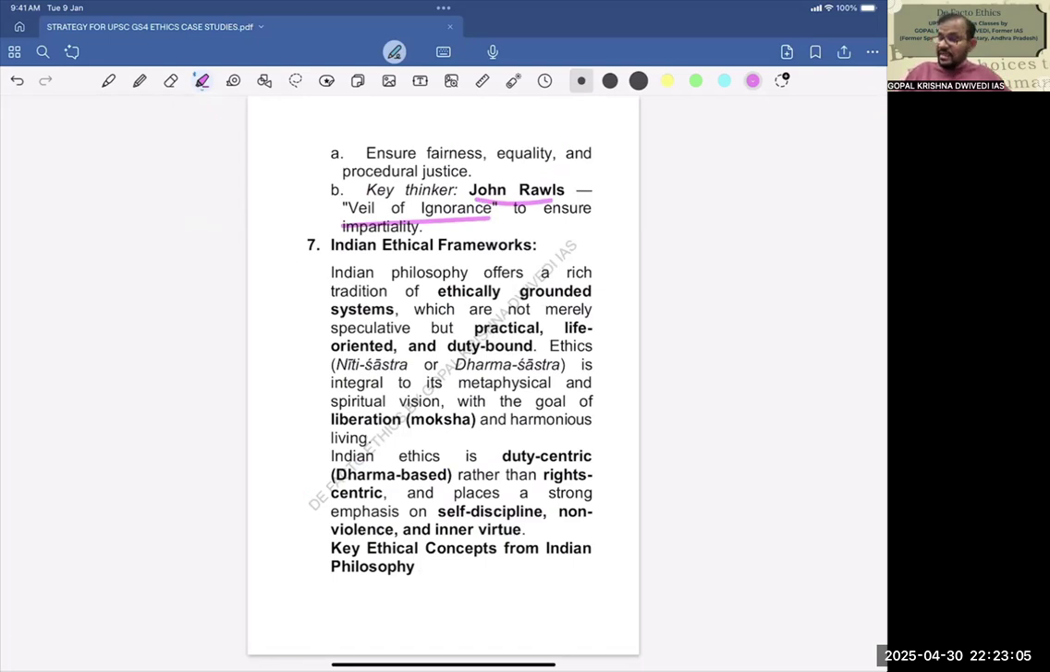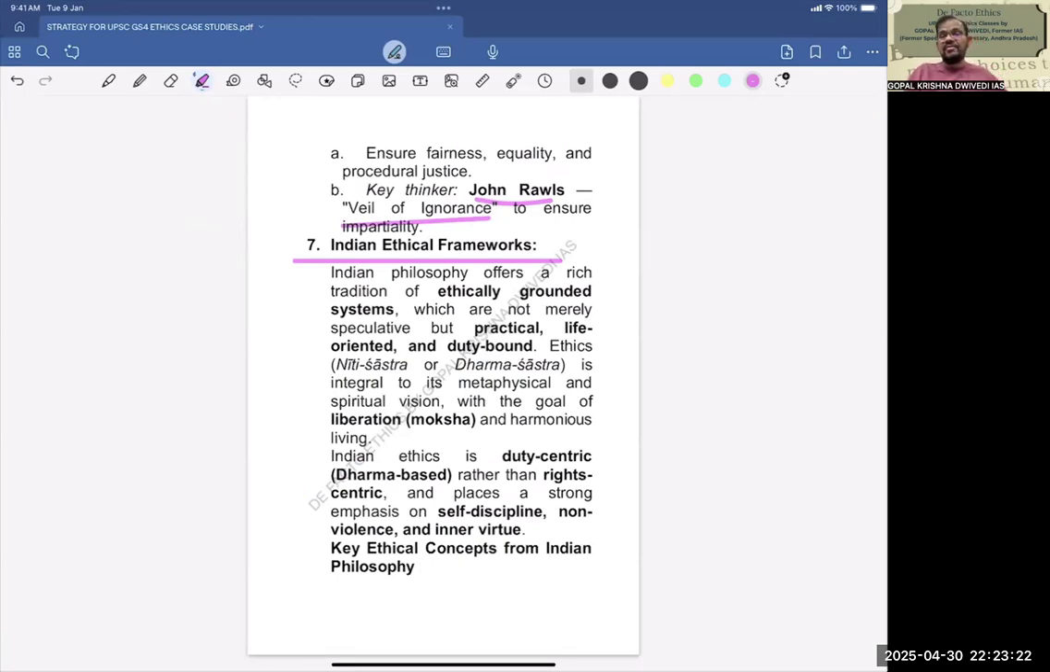Then next is the Indian ethical framework. Now, the Indian ethical framework, as you know, comprises a number of things. For example, the Gita is there, a very important key component. Then Buddhism is there. Then Jainism is there.